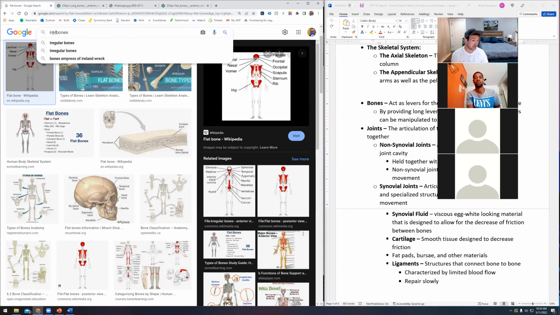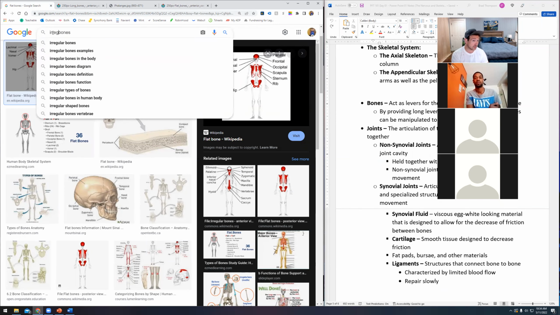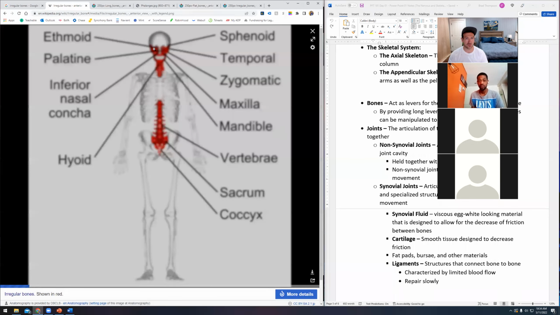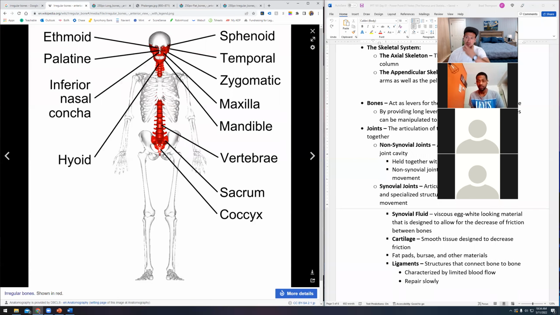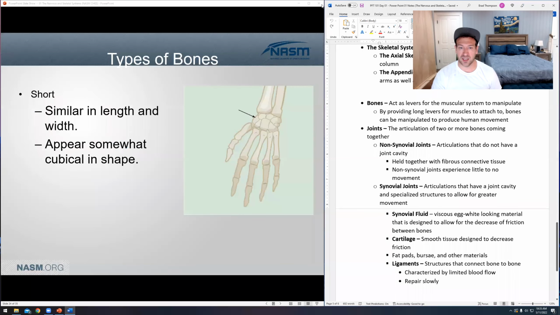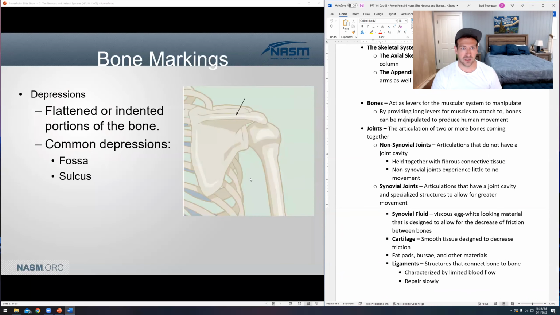Irregular bones. You can get a picture of that. It should be all the vertebrae, and all the weird skull ones. There it is. So your face bones, you know. I guess the sacrum is considered one. I've always considered the sacrum to be a flat bone. But yeah, those are what the major categories are. All right, thank you. No problem.